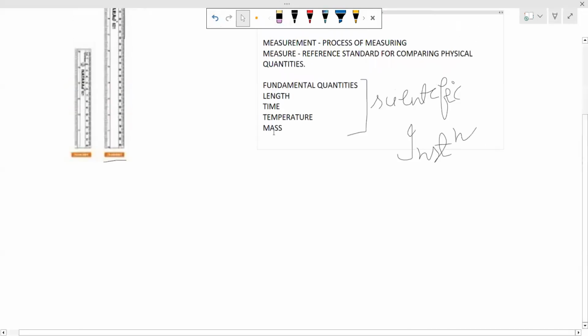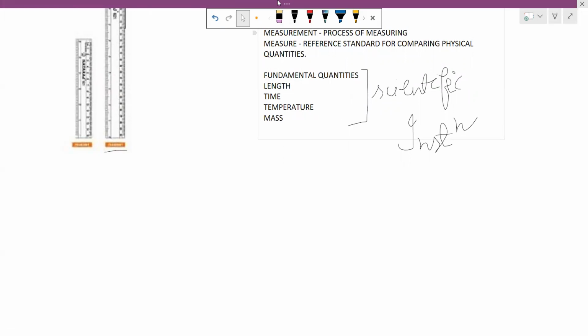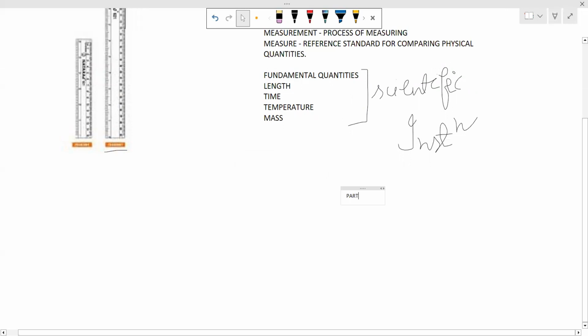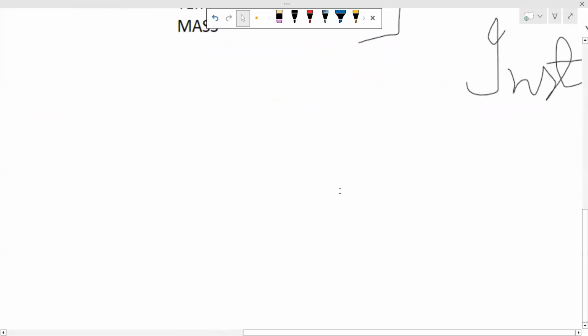Okay, parts of measurement. Wait a second. Yeah.